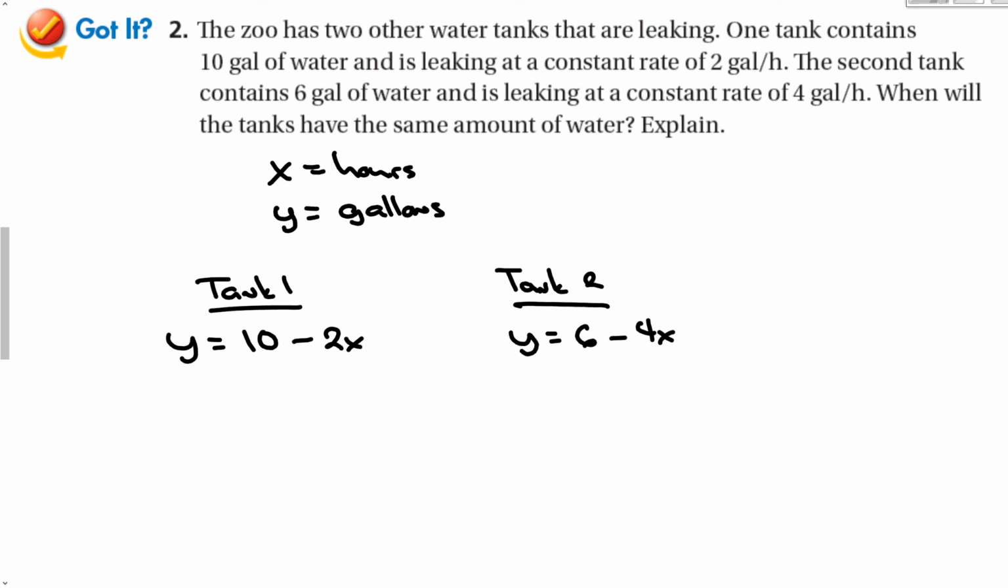Again, I can set these two equal to each other. So 10 minus 2x is going to be equal to 6 minus 4x.